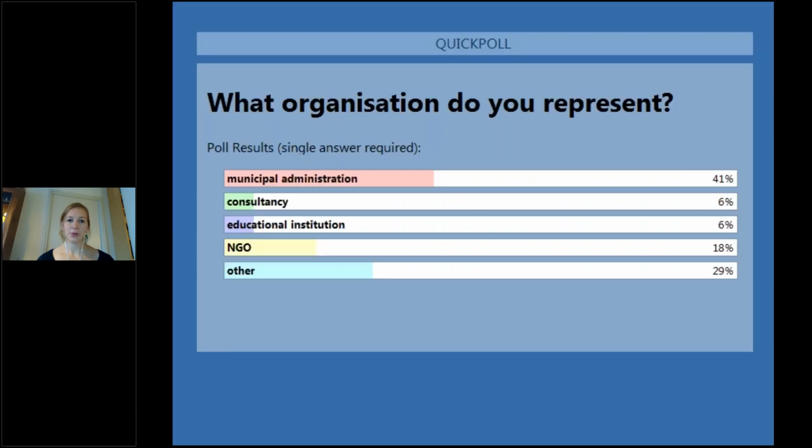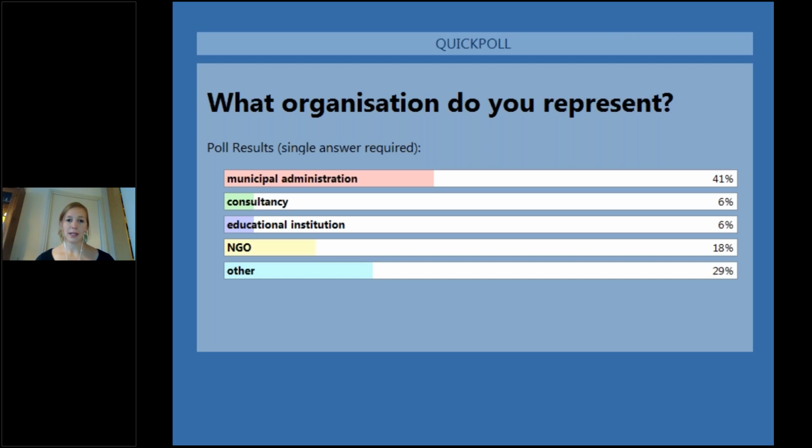Now I show you the results. The majority is from municipal administrations, which I guess is what we expected. Then NGOs and other organizations, and 6% consultancy and educational institutions. It is good to know who we have in the group, and we're happy to see a lot of municipal administrations, because it's a very important topic for you, of course.